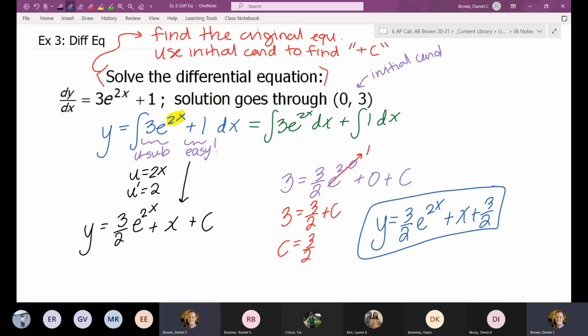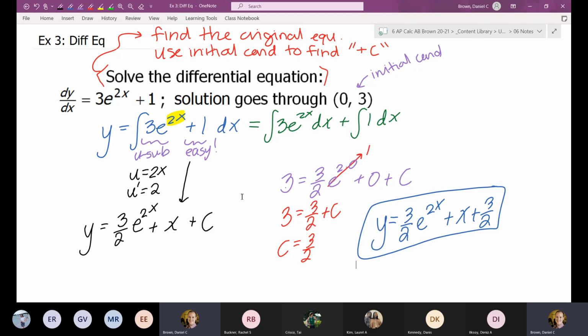Mitchell, yes. So where did that 3 go? Did you subtract it? This 3? Yes. That came from 3 minus 3/2. 3 minus 3/2 is 3/2. Okay. Any other questions on that one?